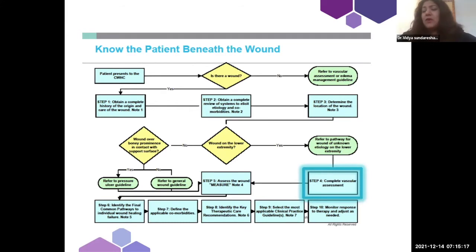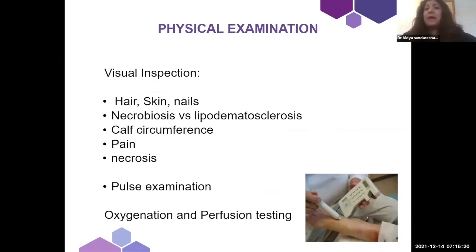And the next would be to identify a common pathway. Before that, a physical examination, look at the hair, skin, nails. In diabetic patients, you want to look for wounds like necrobiosis, lipodermatosclerosis. And these would be typical when you ask them for a history of diabetes. You identify these wounds, go back and ask for a history of diabetes. Get a calf circumference. When you get a calf circumference, these are helpful for peripheral vascular disease and also venous diseases. When there is edema, you want to assess for that. So these are very useful for that.